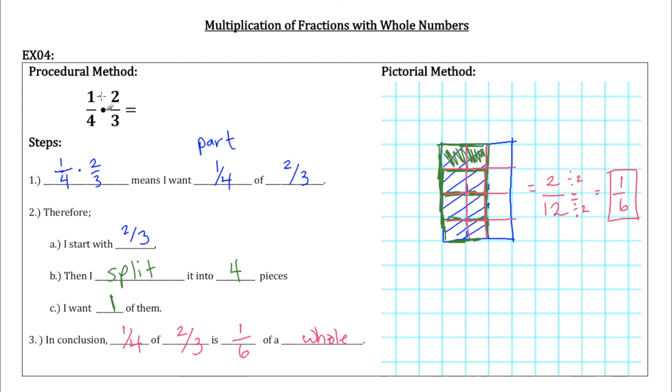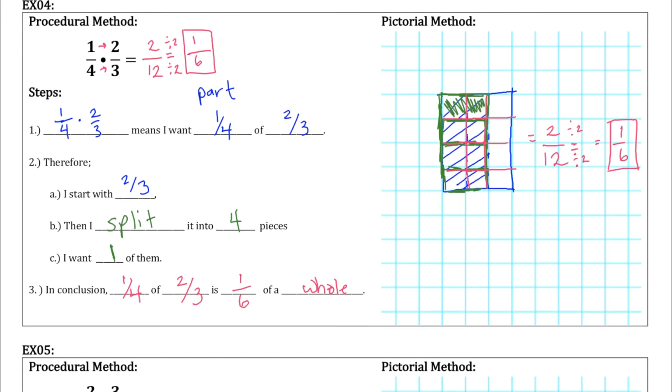So with multiplication, you can just multiply across. 1 times 2 is 2. 4 times 3 is 12. I got 2/12. And I can reduce that by a factor of 2 for the numerator and the denominator. Oh, I already wrote equal. I just leave that, and I get 1/6. All right, let's do it again.